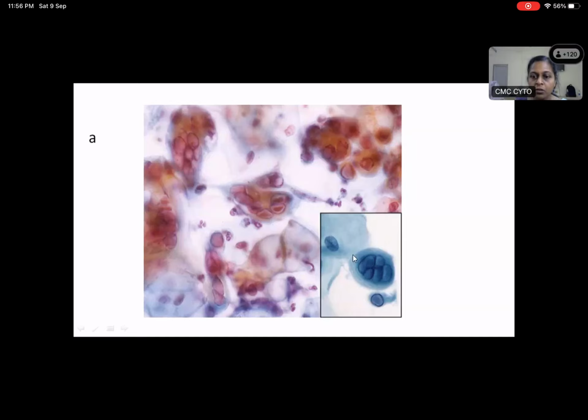This is a textbook picture. What are these inclusions called? Cowdry A type inclusions, which are seen in HSV. HSV sometimes can be mononucleate. It need not be as multinucleated as this. Then it becomes a close differential for squamous intraepithelial lesion. It can become a differential for L-cell or H-cell.